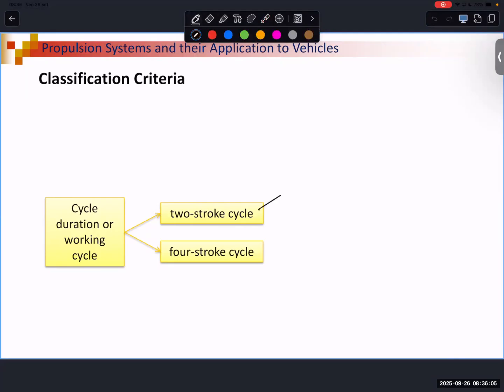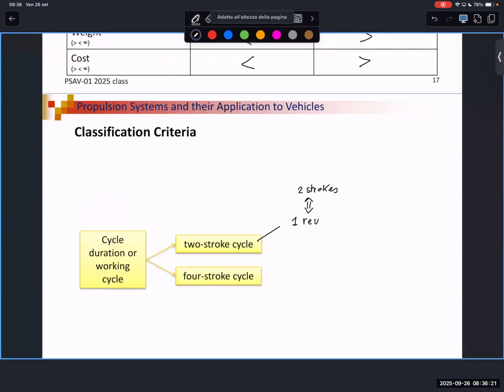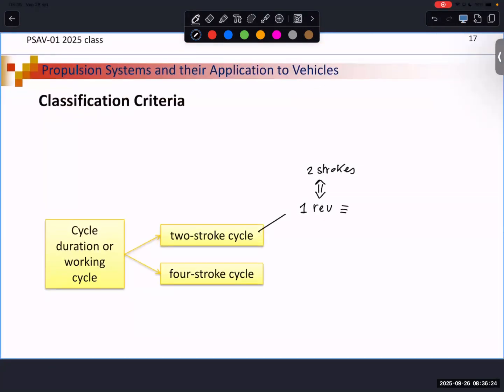So in the two-stroke engine, one revolution corresponds to two strokes. The piston is going up and down. One revolution will correspond to one cycle. So we need one revolution to perform the cycle. In the four-stroke engine, we will have two revolutions, corresponding to four strokes.